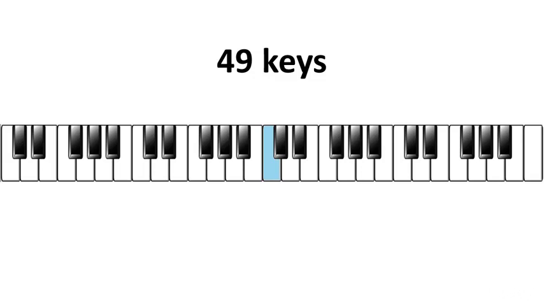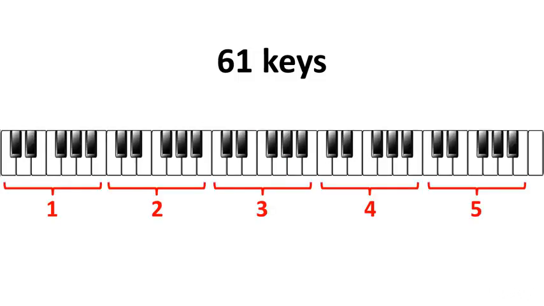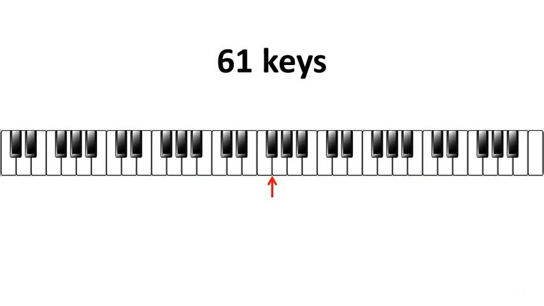Let's now go to the keyboard with 61 keys. Here you see 5 repeating patterns from C to B, plus 1 extra note. The exact middle of the keyboard is at note 31, so that's here. The middle C is the C nearest to the middle of the keyboard. It's the 3rd C from the left, like was the case with 49 keys.